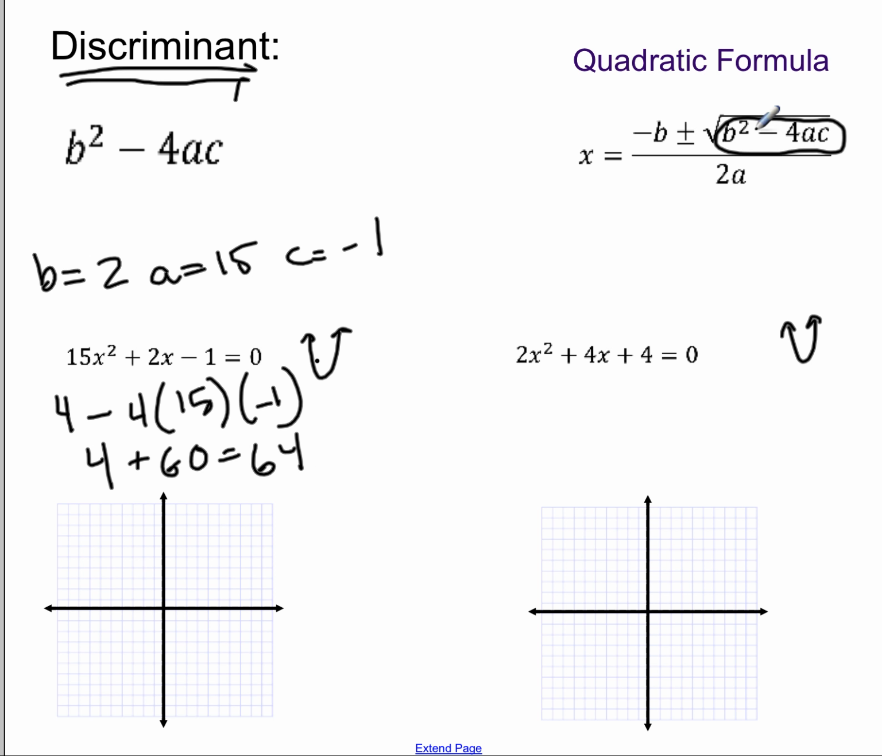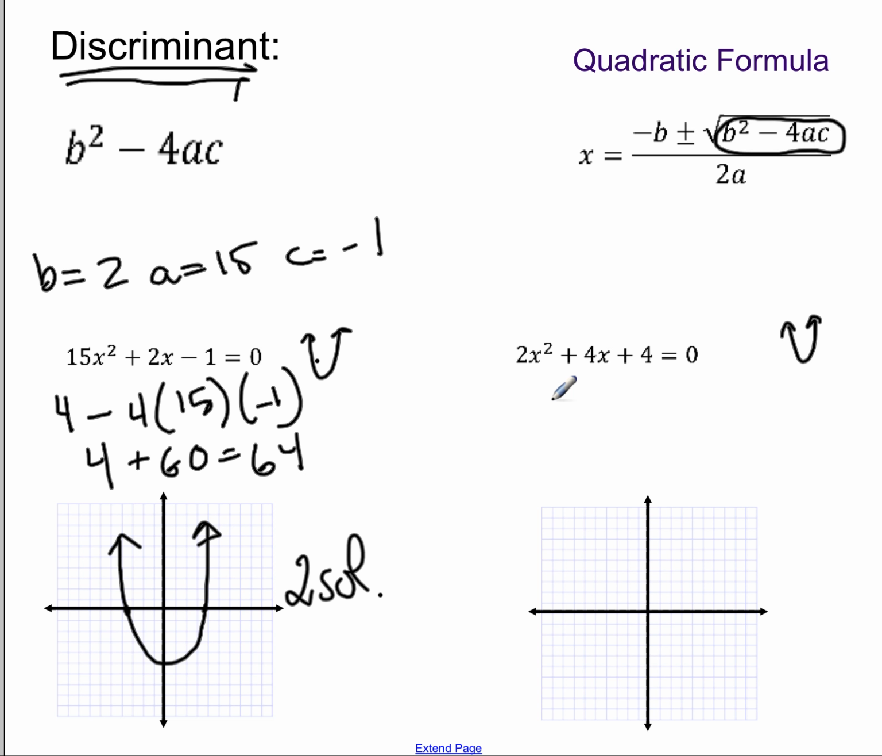Because this is 64, and 64 is a perfect square, I know that this is going to cross in two places. I don't know where unless I use the whole quadratic formula to solve it, but I do know it's going to have two solutions.